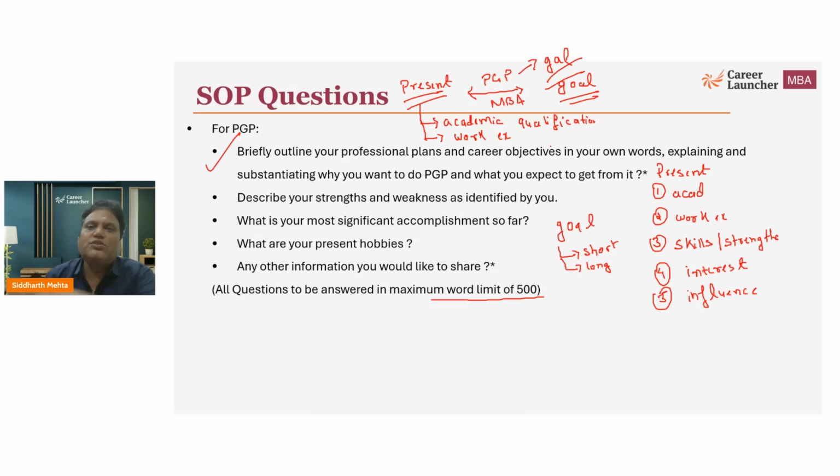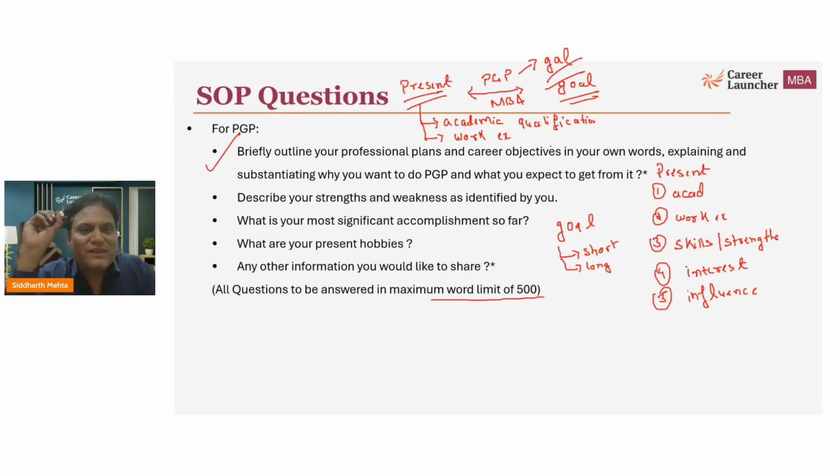So you want to do something which makes you more effective to reach your goal, and that gap is getting filled by PGP or MBA. That is the broad structure that you need to keep in mind.